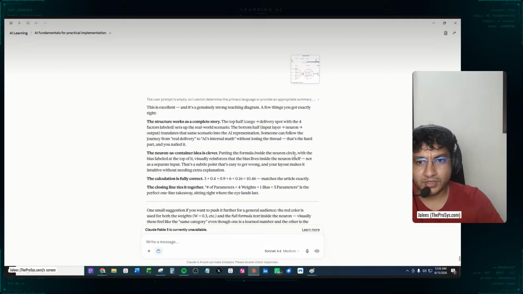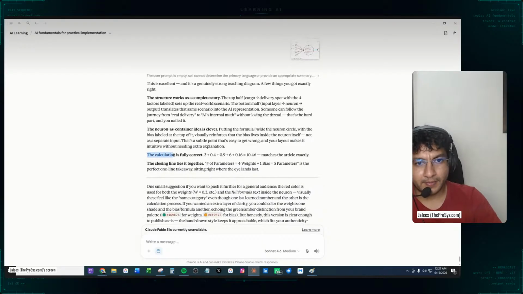Putting the formula inside the neuron circuit with the bias label at the top of it visually reinforces that the bias lives inside the neuron itself, not as a separate thing. There is a subtle point that's easy to get wrong, and your layout makes it intuitive without needing extra explanation. The calculation is fully correct, it matches exactly. Parameters, 5 parameters, is perfect.